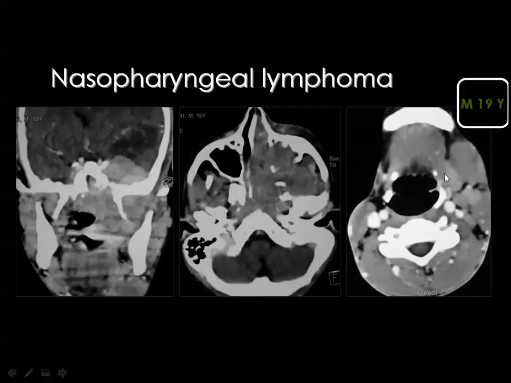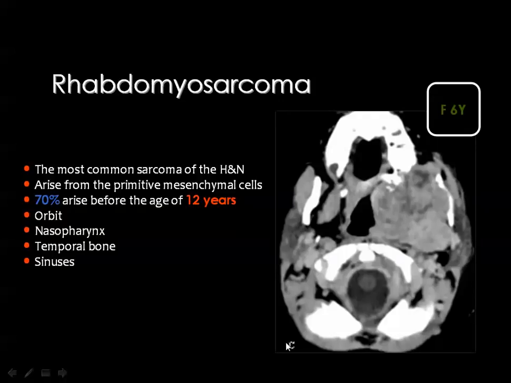This is the submandibular salivary gland, and this is a node, and this is another one, third one, fourth one. Then you got bulky, homogeneously enhanced lymph nodes together with the mass in a relatively younger patient, then you consider the possibility of lymphoma. Rhabdomyosarcoma is considered the most common sarcoma of the head and the neck.